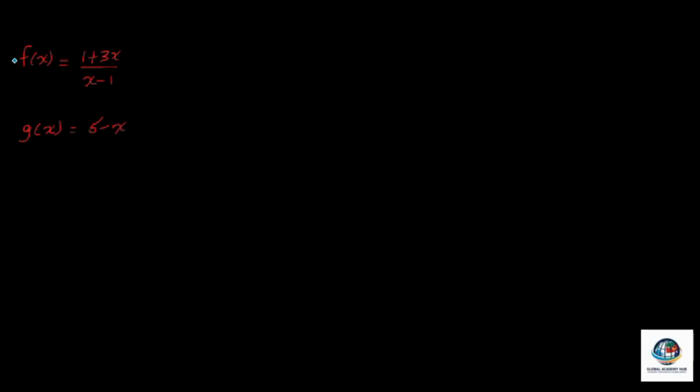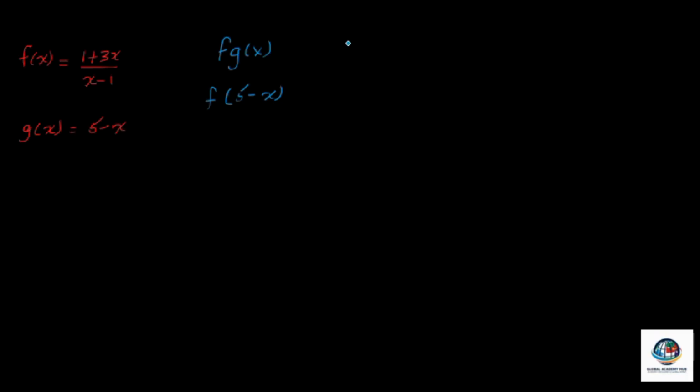Okay, so we have f(x), we have g(x), and what we're going to do now is find f(g(x)). What that means is we're going to pass g(x), which is a function, through the function f. So in effect, what we're doing is saying f(5 - x).